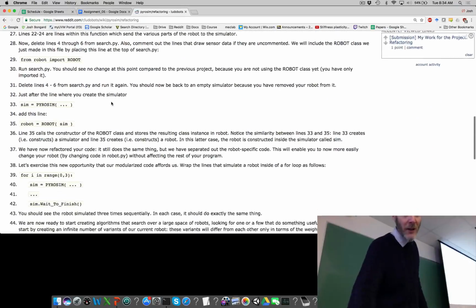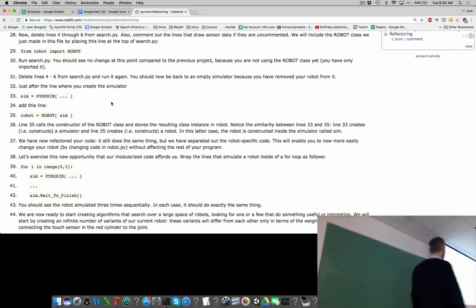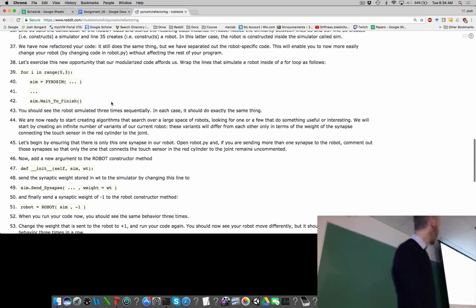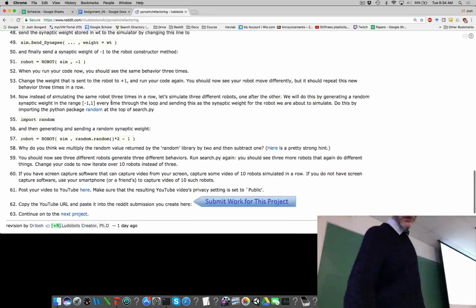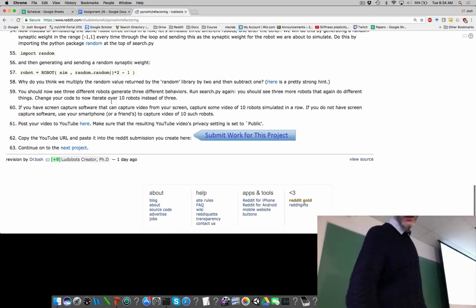Okay, so by modularizing your code in this way, it should be relatively straightforward to manipulate your code and extend it as we go. So for example, later in this assignment, you're going to be iterating 4 times through this loop, and every time through, create a simulator, create a class instance of robot, send that robot to the simulator, and wait for the simulator to finish. So you're going to send 4 robots, one after the other, using this class. Okay.